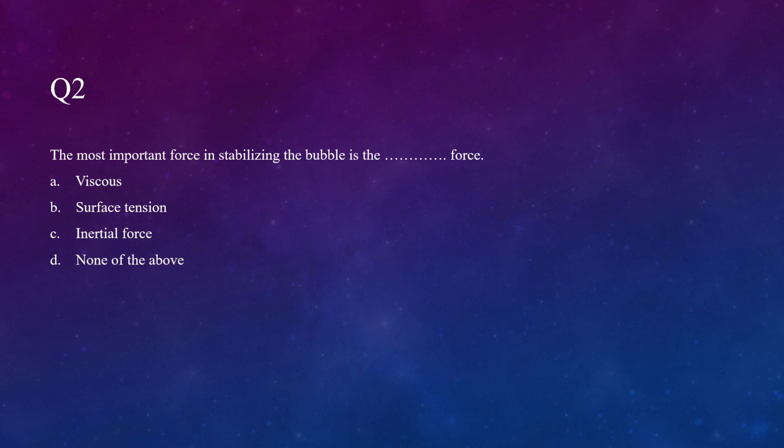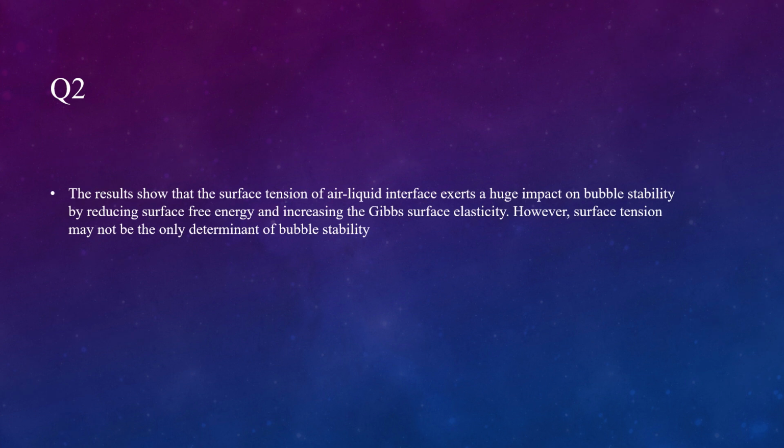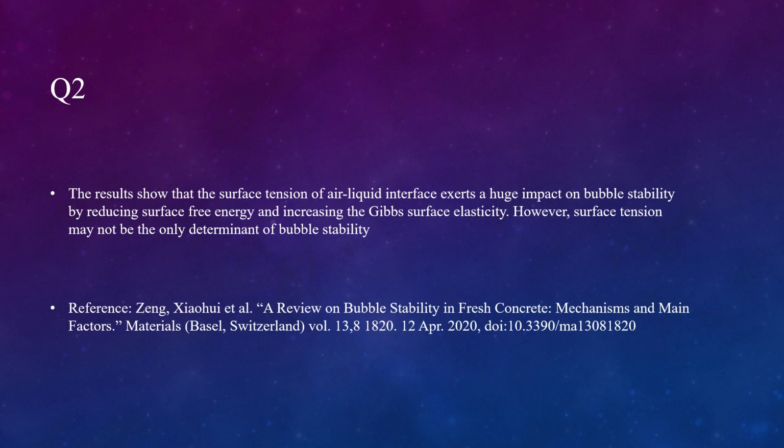So the answer is actually surface tension force, because we'll see how this is. The result shows that surface tension of the air liquid interface exerts a huge impact on bubble stability by reducing the surface free energy and increasing the Gibbs surface elasticity. Surface tension may not be the only determinant of bubble stability. So this is taken from a paper by et al., a review on bubble stability in fresh concrete, mechanism and main factors.